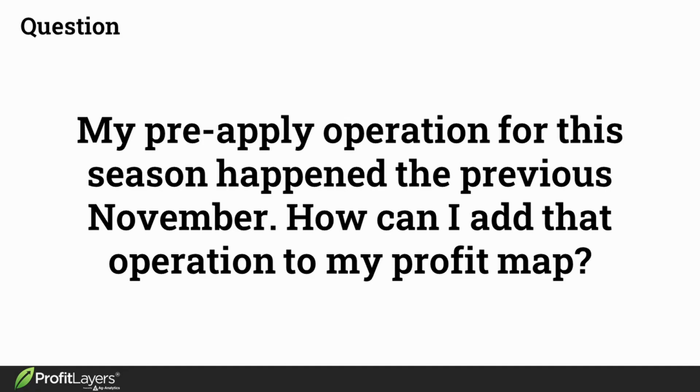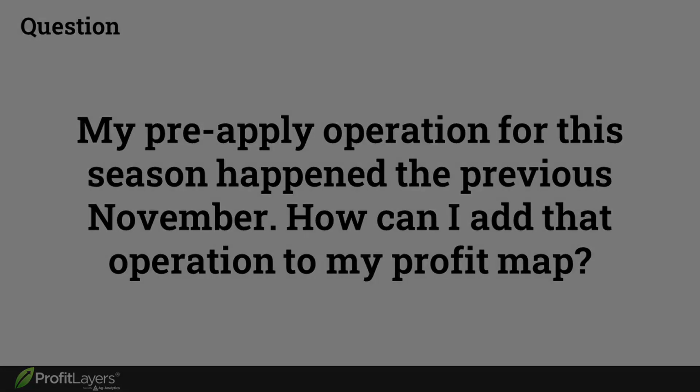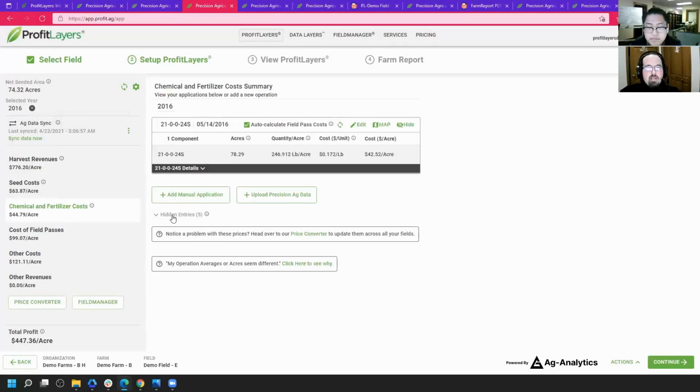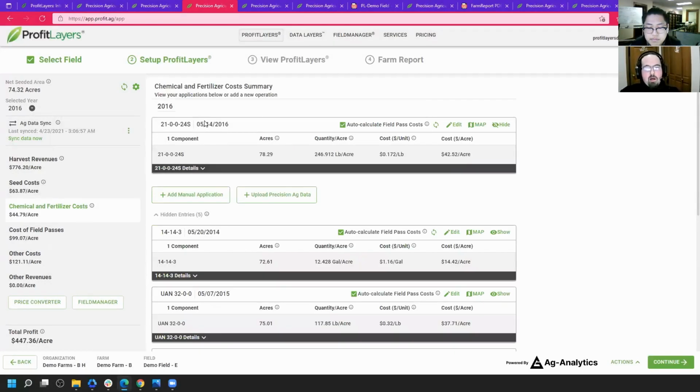My pre-apply operation for this season happened the previous November. How can I add that operation to my profit map and generate a report on it? Gotcha, good question. Initially, we will show any data specific to the selected year. Now, you can select multiple years. So if you want to automatically pull in all the data for up to 3 consecutive years, you could do that route. But if there's just one specific operation or application that you want to include from a previous year, I would suggest checking your hidden entries, as we will automatically put data from close years here.